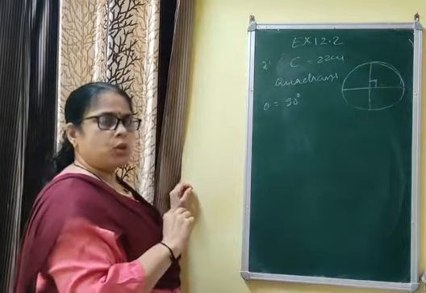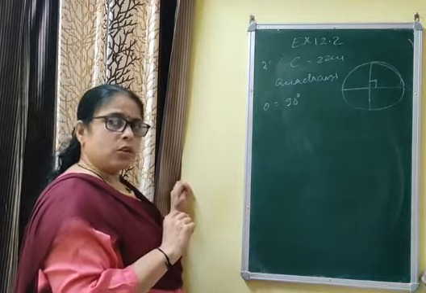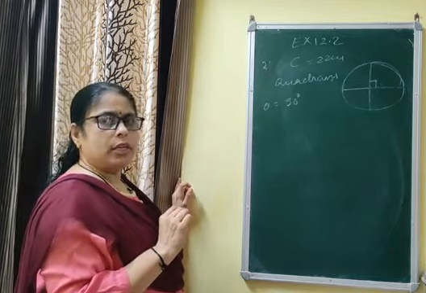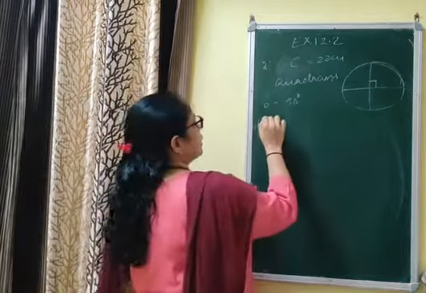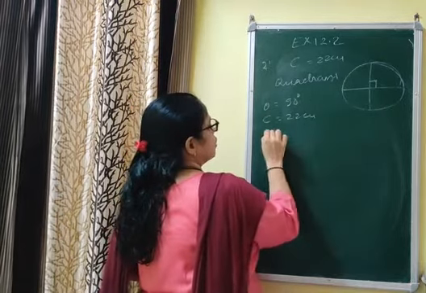But I suggest you, since we are discussing the formula of sector, it is better to use it again and again so that you will learn it by heart. Now theta is 90 degree. From this you have to find radius. C equal to 22 centimeters.